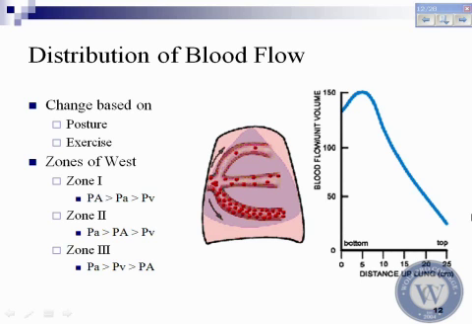Okay? In zone 2, the arterial pressure exceeds the alveolar pressure, but the alveolar pressure can intermittently be greater than your venous pressure. So in essence, the veins are collapsed, so perfusion stops. So intermittent portions of perfusion are taking place in zone 2.